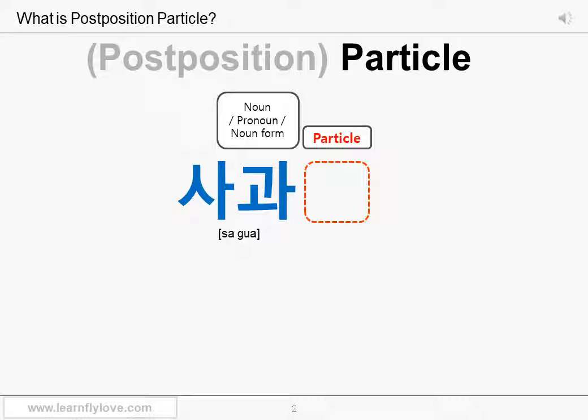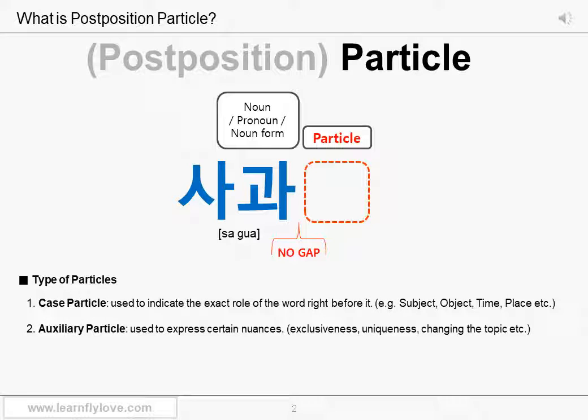It's usually added to a noun, a pronoun, and a noun form, and there is no gap between a noun and a particle in Korean. In addition, particles are not used independently. A particle always needs a noun right before it. There are basically two types of particles in Korean: case particles and auxiliary particles.